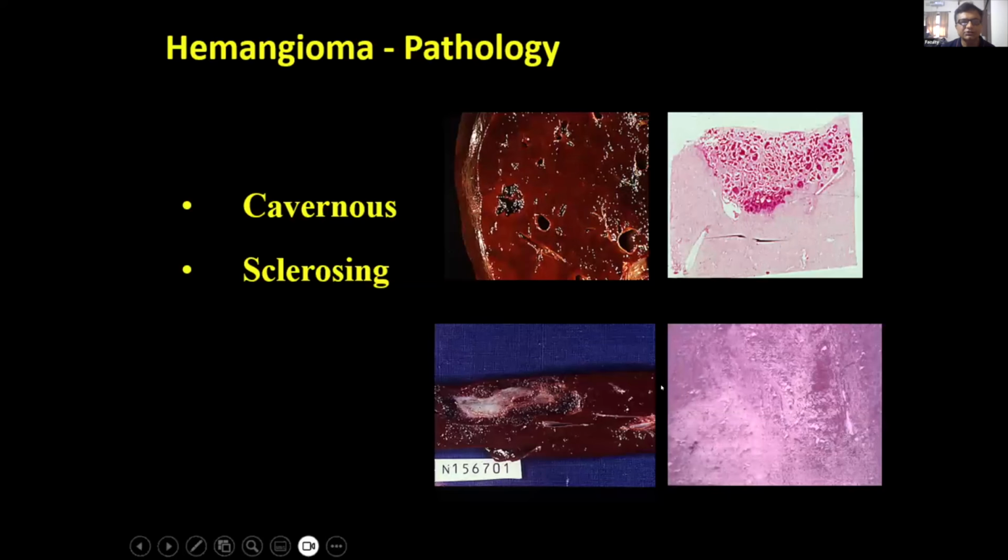These hemangiomas can be cavernous hemangiomas or a sclerosing variety of hemangiomas. Cavernous hemangioma shows multiple large vascular spaces, and sclerosing hemangioma shows a central fibrous core.